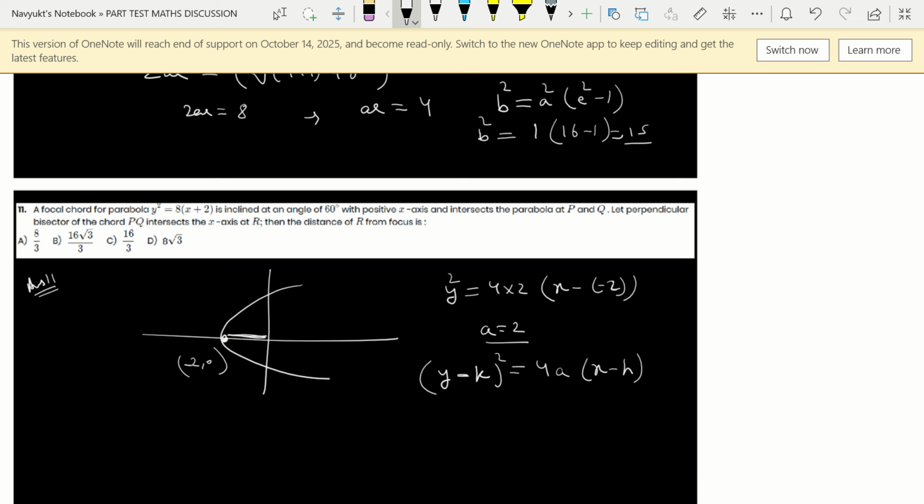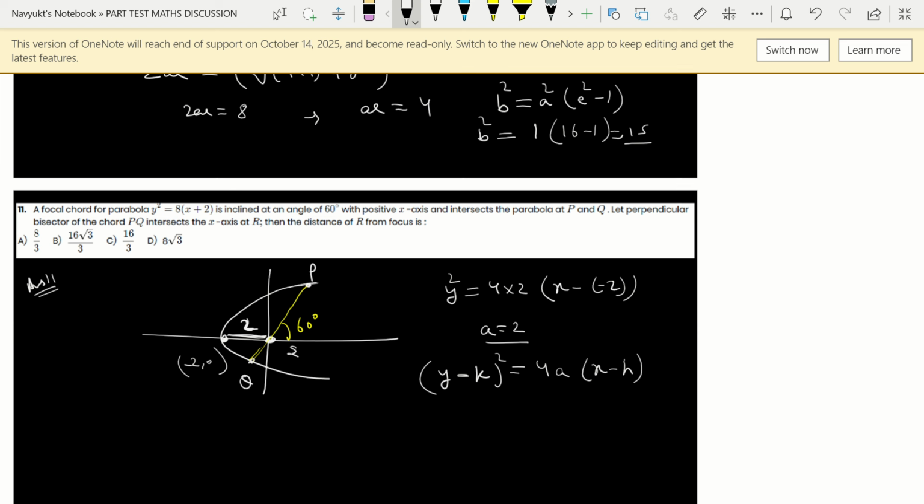So if this is distance 2, what do we get? A distance 2a inside of the vertex, we have the focus itself, right? So this is our focus originally. Let's say we need to draw a focal chord at a 60-degree angle, somewhere here. So a line at 60 degrees with the positive x-axis would be like this, correct? And it intersects the parabola at P and Q.